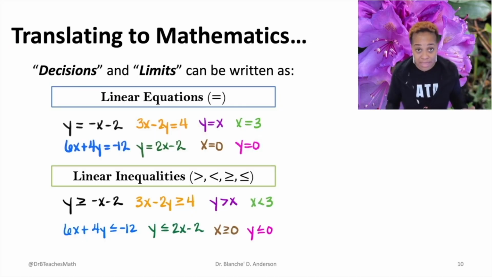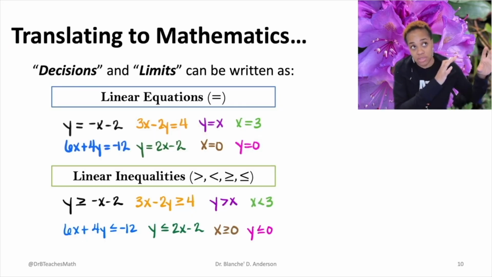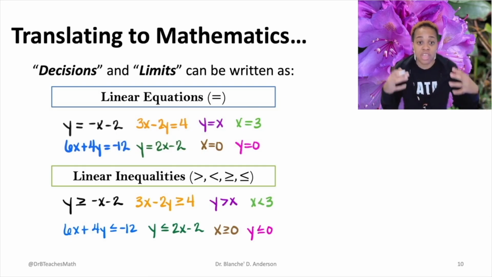Translating to mathematics, all of those limitations that you saw in those real world situations, those constraints, decisions, limits, whatever you want to call them, can be written as linear equations and linear inequalities. If you look up here at this top section, linear equations have the x and the y in math, and they just have the equal sign. That's what makes it a linear equation. And these are just straight lines, hence the word linear.